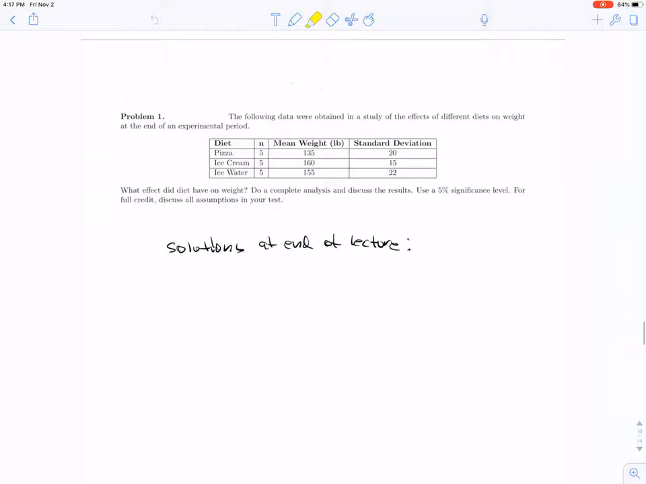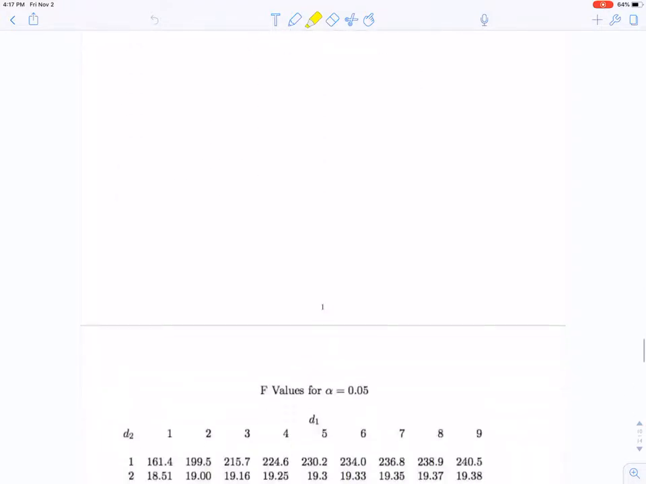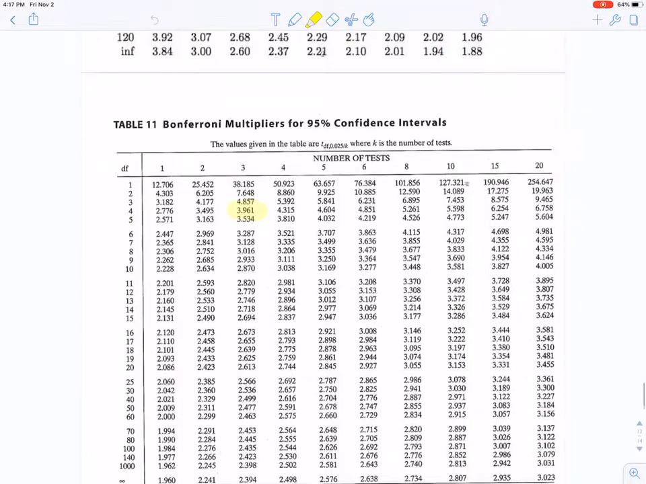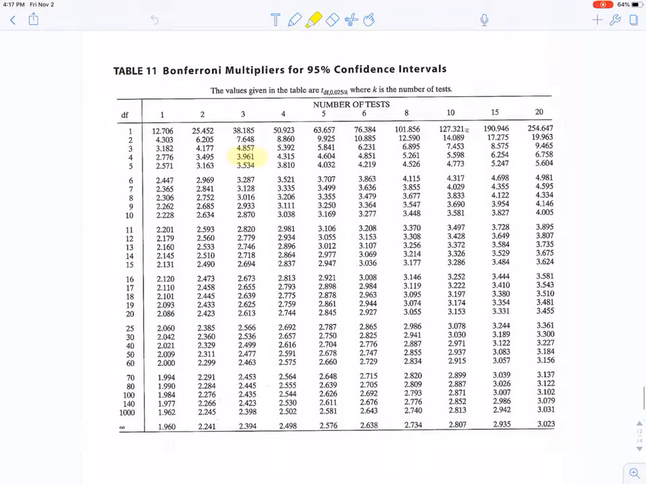So finally, we did an example by hand here. So here we had 3 treatment groups. Each had n observations. We were given the mean weight for each group and the SD for each group. So we also have the F table and also our Bonferroni table.